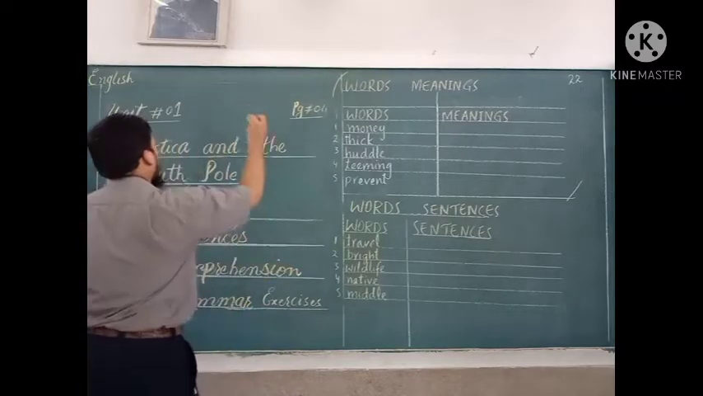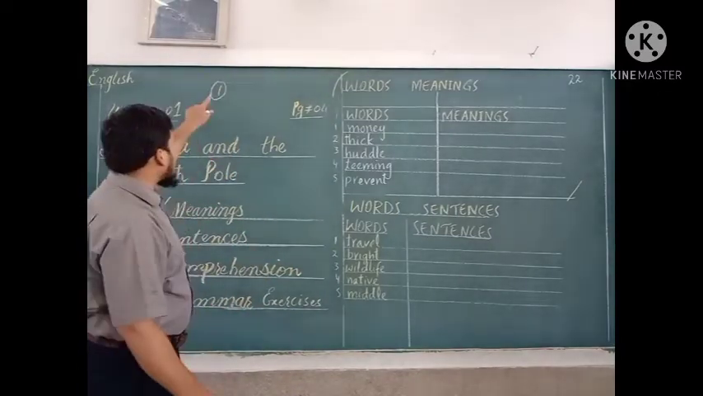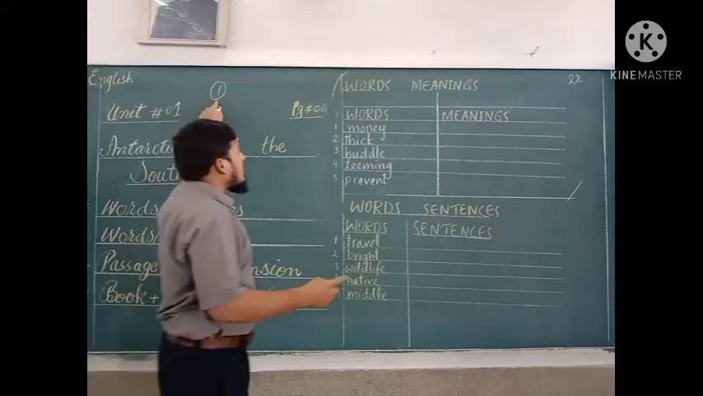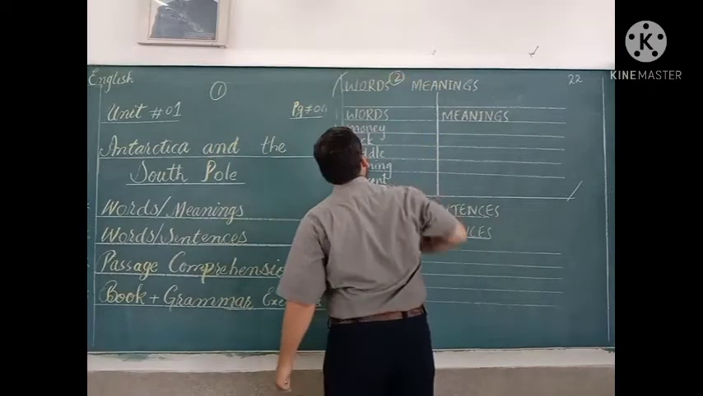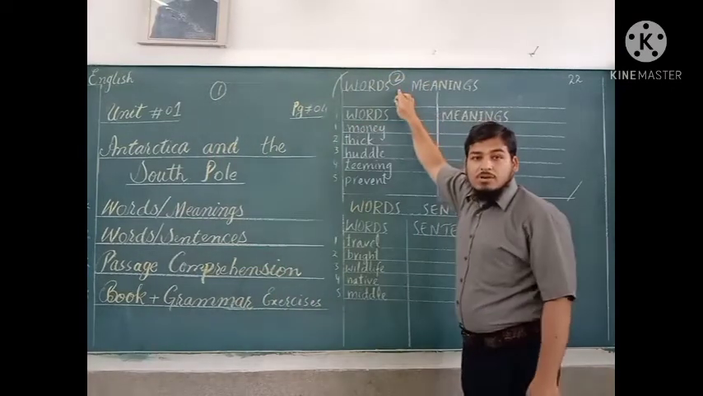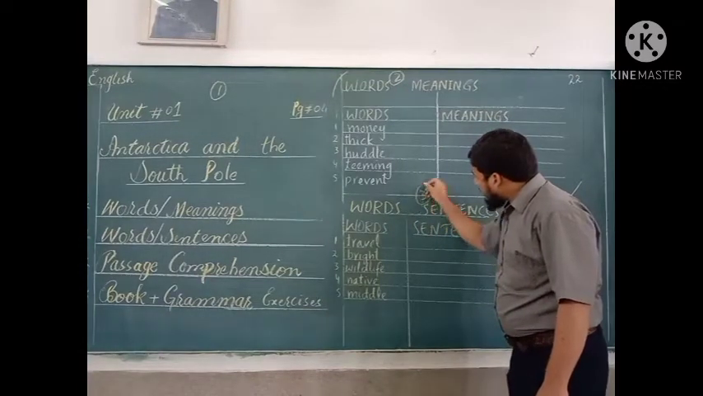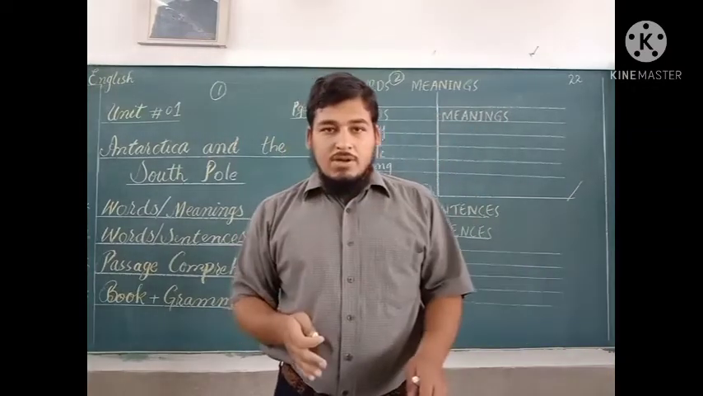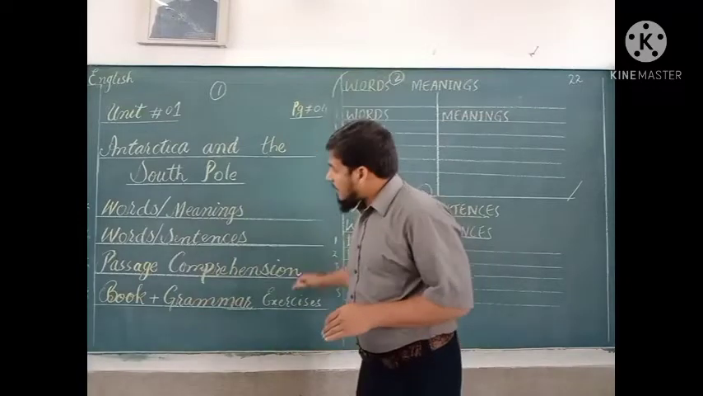Done? This is your page number 1, but you should not write down page number 1. It is for your convenience that I say this is page number 1, this is page number 2, and this will be the next page. The word sentence is a new topic, and word meaning is another topic, and this is the title page.